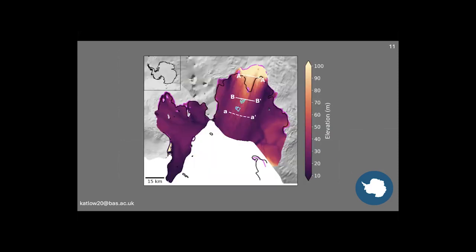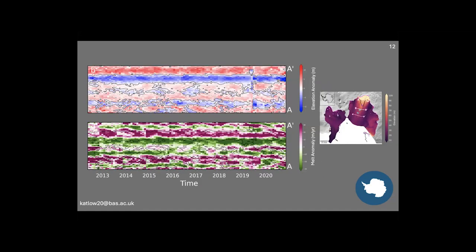So to do that, we are going to focus on this single transect between capital A and capital A prime, which is near the grounding line, where we're observing the highest melt rates on our ice shelf. And so this transect A to A prime is shown here in elevation anomaly and melt anomaly, where A is at the bottom of these plots and A prime is at the top, and we're moving along in time.